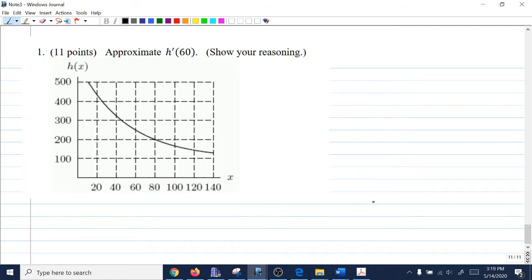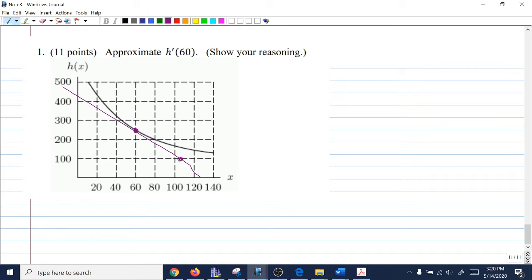H prime of 60 is the slope of the tangent line at 60. How do I find the slope of the tangent line? I hold up a ruler to the paper, or whatever I have handy that's a straight line. I hold it up so that it's at the same angle as the curve, and I draw this line, and I try and estimate the slope of the line.